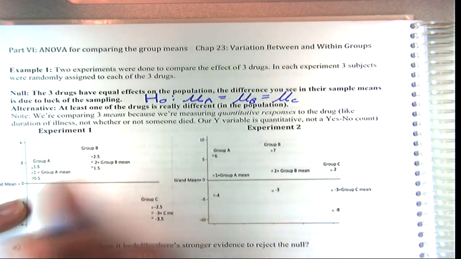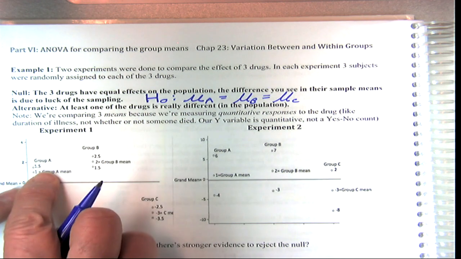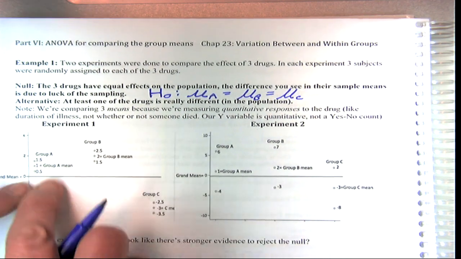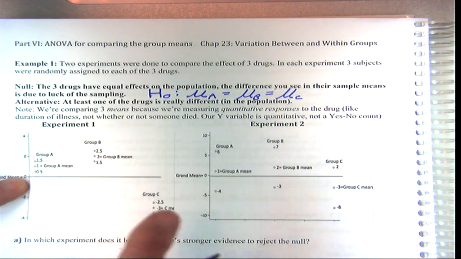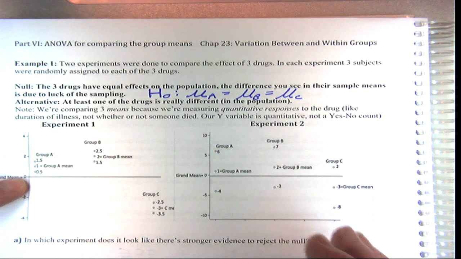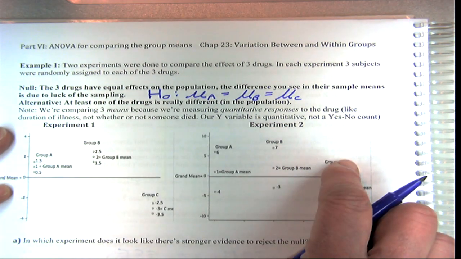And this has no meaning. This is just group A. The x-axis has no meaning. I just put them next to each other. These are almost like little box plots or something. So this is group A, group B, and group C. All right? So we have experiment 1 and experiment 2.